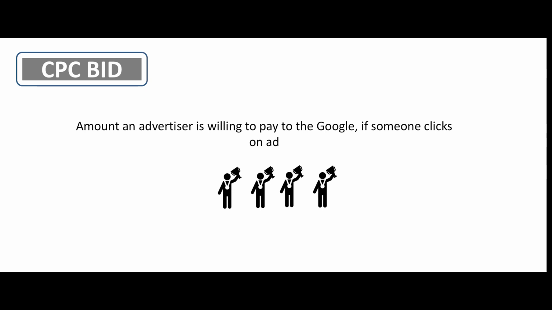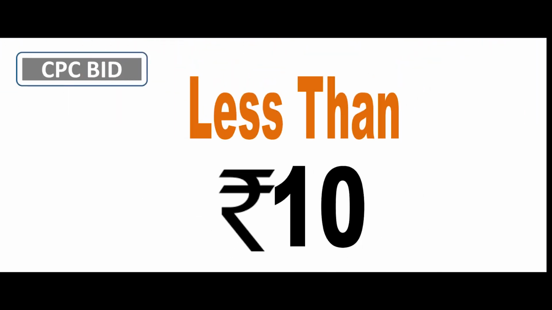Suppose for one click on my ad, I am ready to pay up to Rs 10. This is my maximum CPC, but it doesn't mean that for one click I will be charged Rs 10. This is the maximum amount. Usually I will be charged less than that. Then how much will I be charged? Let me explain it in a while.